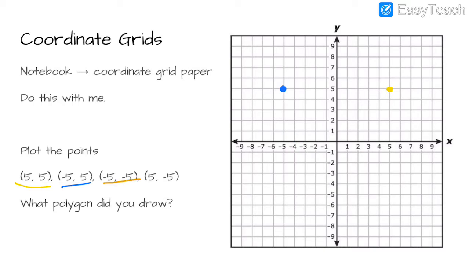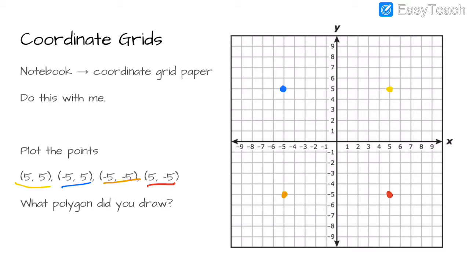All right, our next one is both negatives. So to the left 5. 1, 2, 3, 4, 5. And down 5. 1, 2, 3, 4, 5. Okay, and then let's do our last one here. 5, -5. 1, 2, 3, 4, 5, and -5. 1, 2, 3, 4, 5.